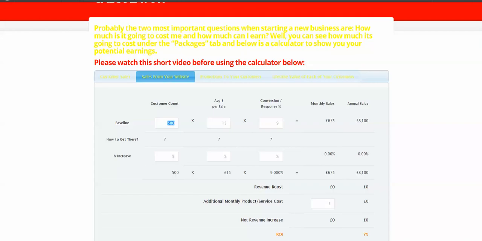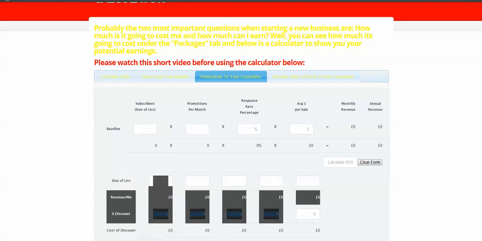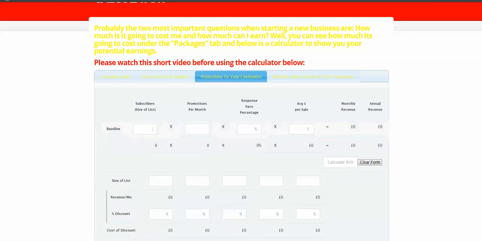Back into our little Excel spreadsheet, where the next one we have is the promotions to your customers. Now, this is very interesting because this one is as you build your business. Again, forget about all this stuff down here. It's really not important. The only things you're interested in is this top baseline here. So let's just say you had those 500 customers and you wanted to promote to those customers a special offer, maybe buy one CD, get one half price, whatever it is that you want to do.